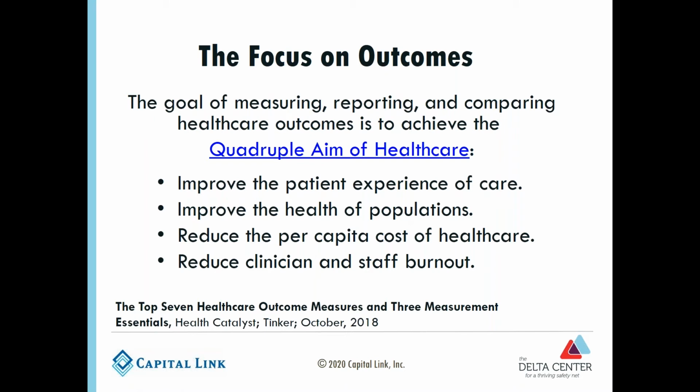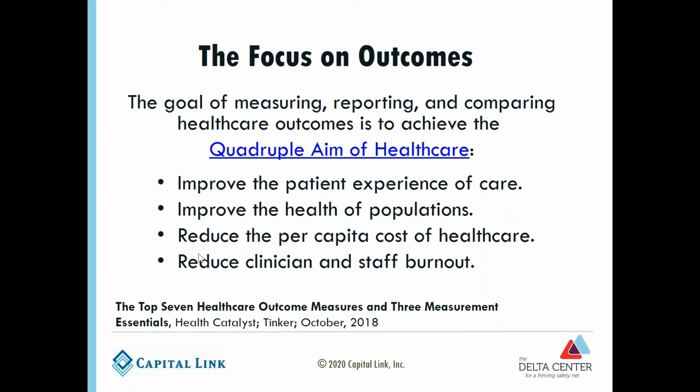So focus on outcomes. The goal of doing this is basically to look at what's now the quadruple aim of healthcare. We've all heard the triple aim, now it's quadruple aim. Improving patient experience of care, which is very important, and most community health centers really work very hard to do that. Improve the health of the populations. So the people that we're serving, what are their conditions, what kind of support they need from us, and how well are we improving their health through their experience with us.